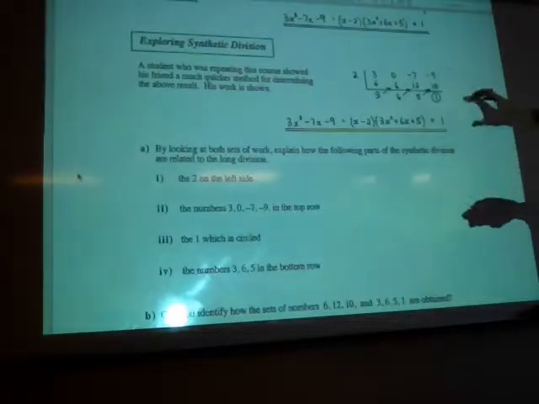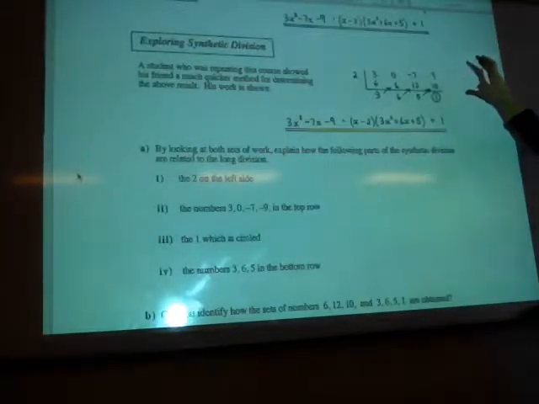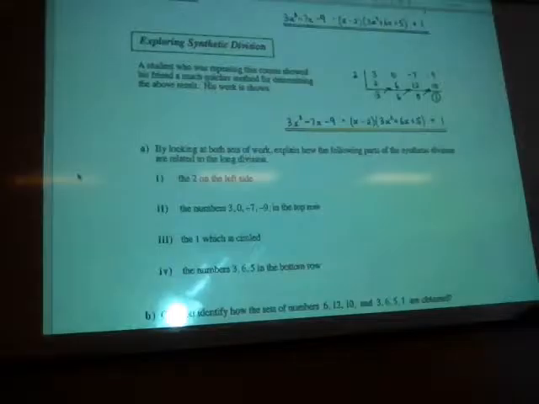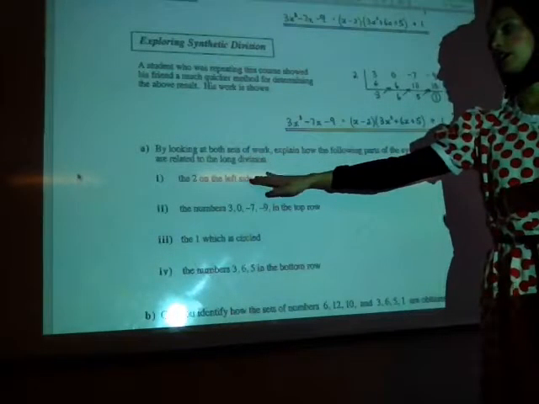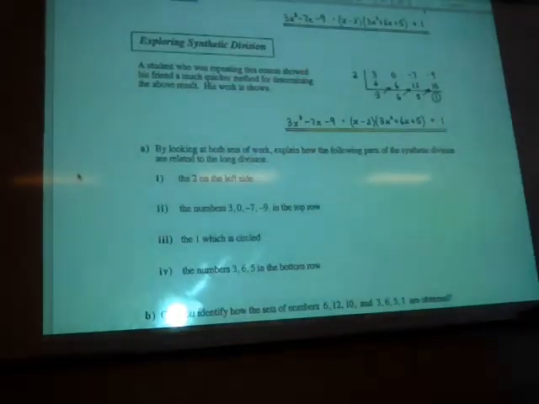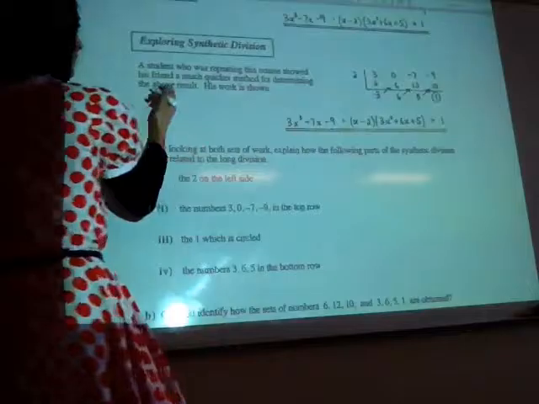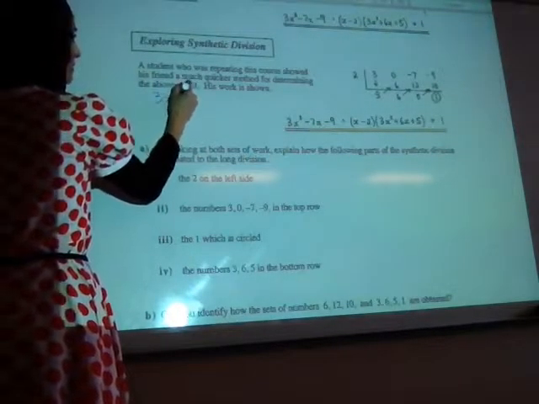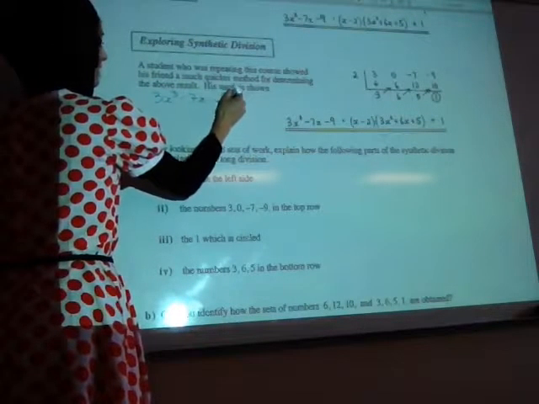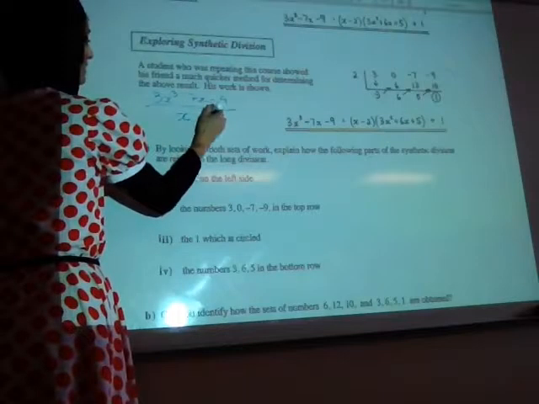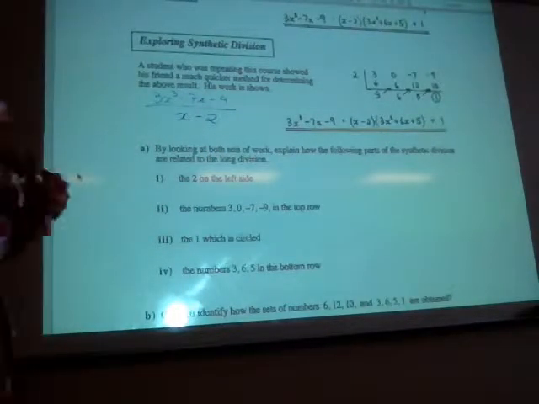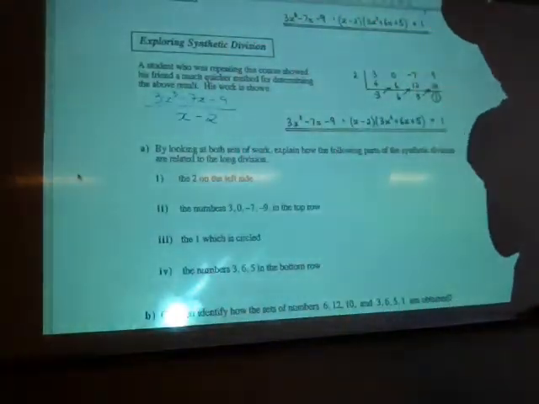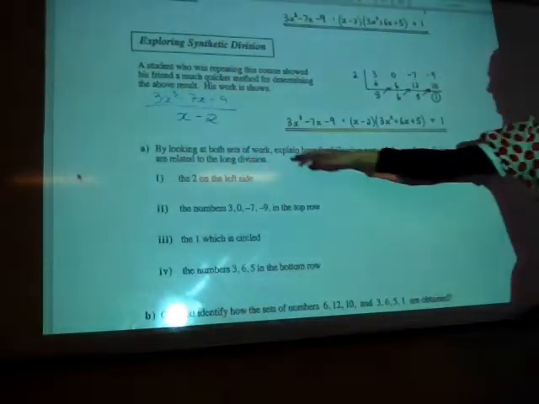Okay, so a student here shows how she or he did synthetic division. Looking at part A, let's just guess, where do you think that 2 came from? Just a reminder, we are dividing 3x cubed minus 7x minus 9 divided by x minus 2. The 2 on the side, where do you think that came from? 2 on the bottom? That's negative 2.